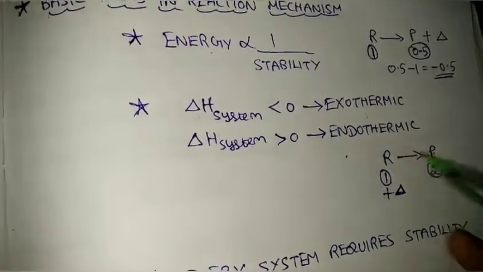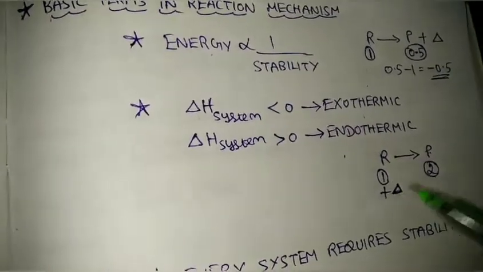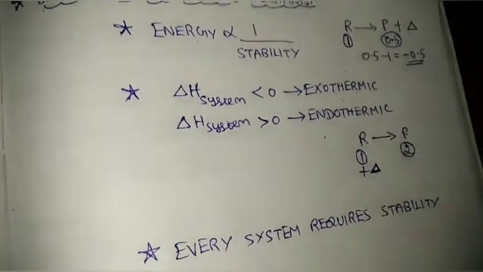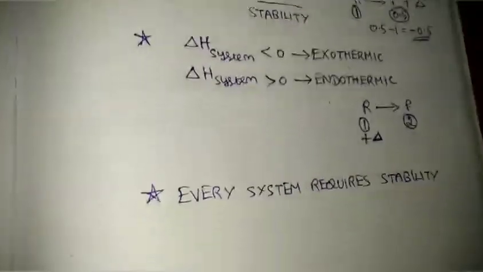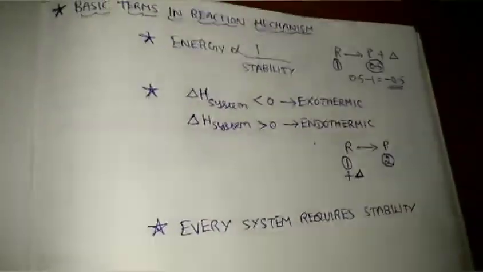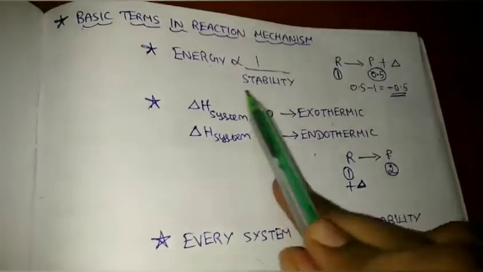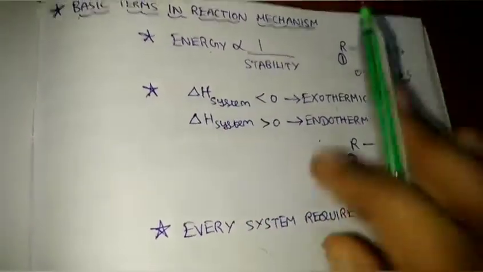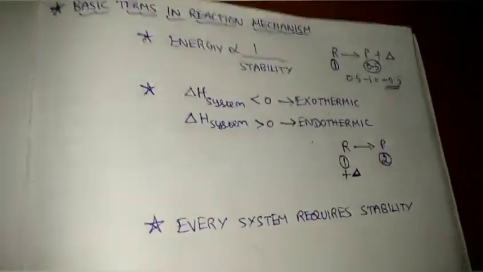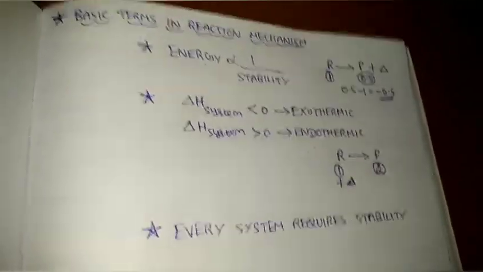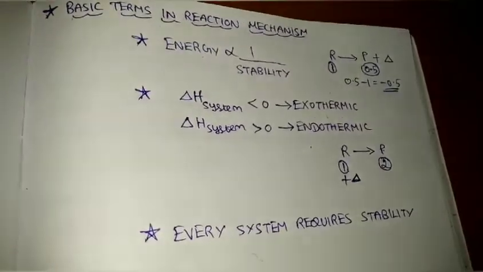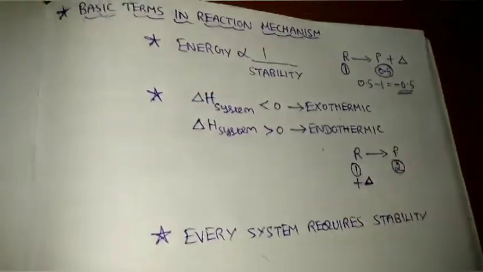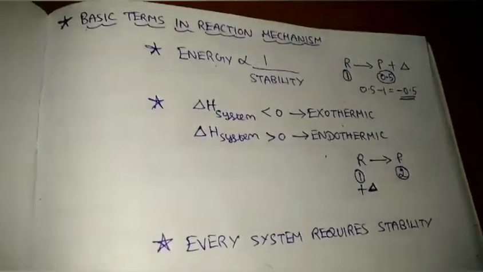In an endothermic reaction, the opposite happens. The energy content of the reactant is high, so the equilibrium mostly tends to shift towards the forward direction. This is the basic rules of chemistry: energy, stability, proportionality, and the delta H of the systems, and stability. Every system requires stability. These are the basic three rules of chemistry. This is not involved only in the reaction mechanism chapter, but everywhere in chemistry.